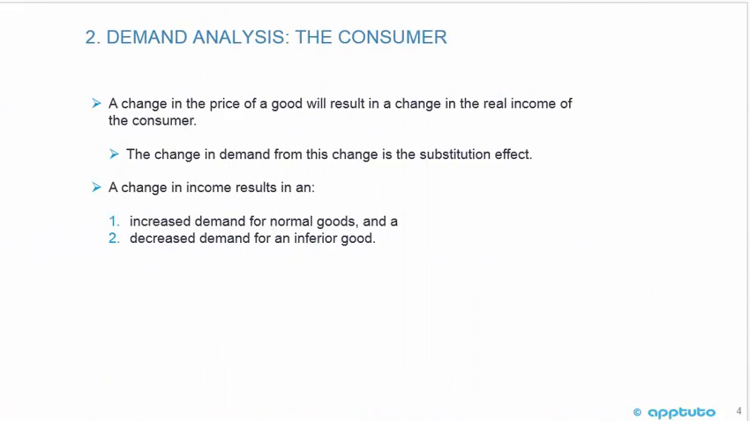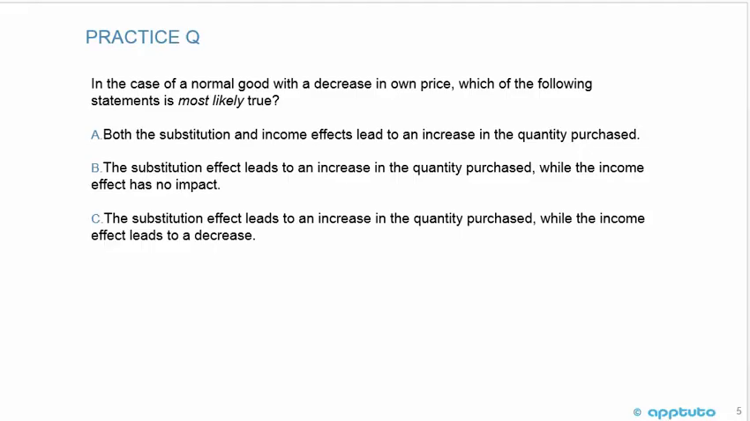So we'll just make a few bullet points here to support the last graph that we saw. So a change in the price of a good will result in a change in the real income of the consumer. The change in demand from this change is the substitution effect. A change in income results in 1, increased demand for normal goods, and 2, decreased demand for an inferior good. So we'll do a practice question to check our understanding.